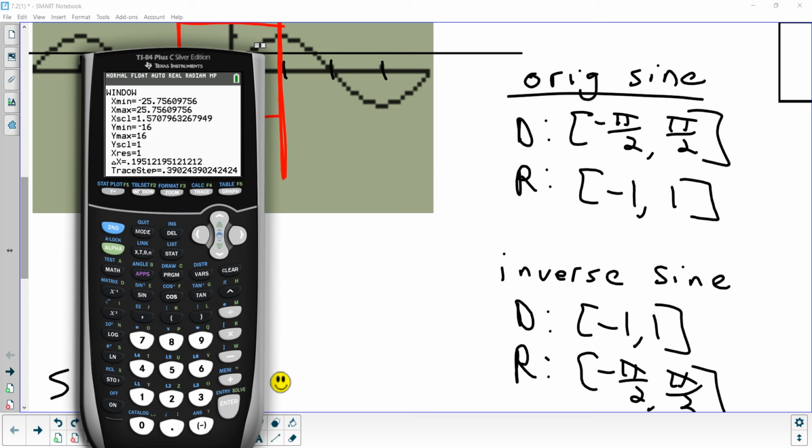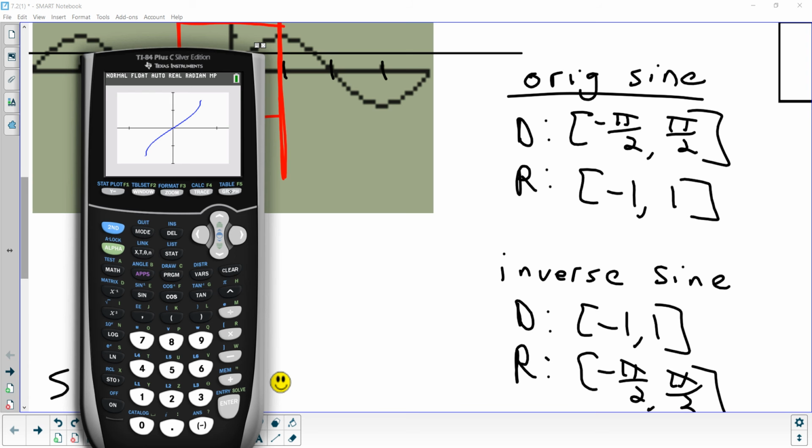Now, let's set the window. So the x's are negative 1 to 1. I want to go a little extra. Let's do negative 2 to 2. And for the range, positive pi divided by 2 is about 1.57. So let's go negative 2 to 2 on the range, and that'll give us a little extra. So negative 2 to 2, hit graph, and that is what inverse sine looks like.